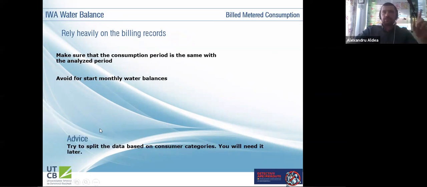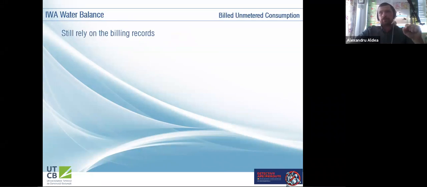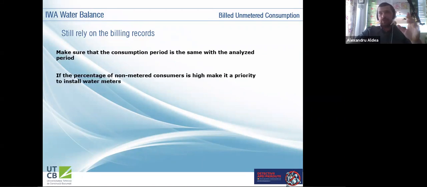It is a good thing at this point to split the data, if you can, by consumer category. You will see that you might need it later. The billed unmetered consumption. Now, where could you go wrong here? Still, you are going to rely on the billing records. There is no other way. Make sure again that you have the same period.